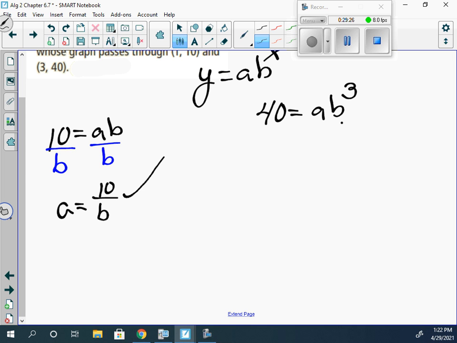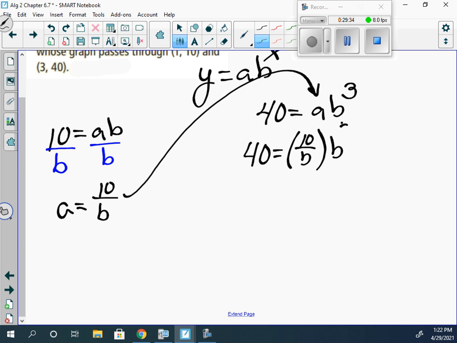Now once we have this, we can plug it in. That tells us 40 is equal to 10 divided by b times b to the third. Well, the b in the denominator of that fraction will cancel out with one of these, which will just leave us with 10b squared. We could rewrite it as 10b cubed divided by b. One of those b's on top and bottom will simplify out, just leaving us with 10b squared.